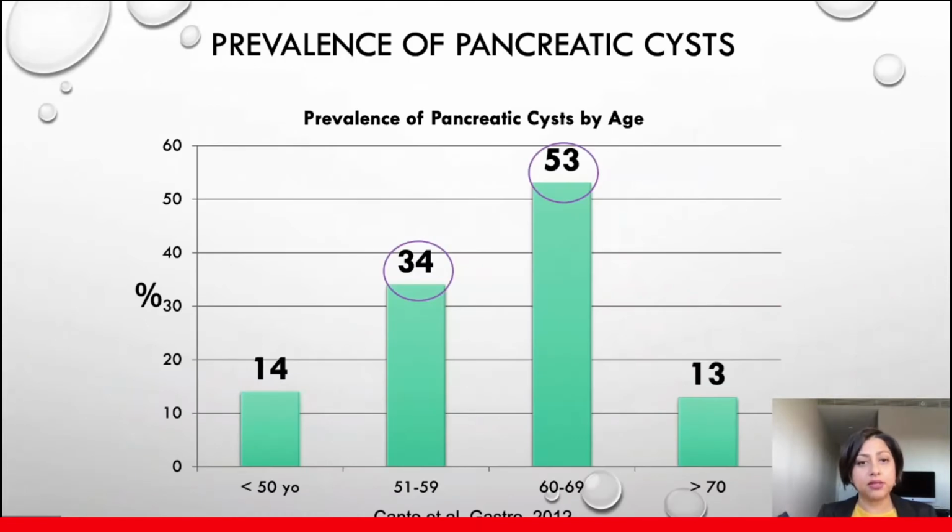So pancreatic cysts are increasing in prevalence, and this is mainly because a lot of people are having CT scans or MRIs for other reasons, and pancreatic cysts are discovered incidentally. And as you can see, the prevalence of pancreatic cysts tends to increase with age.